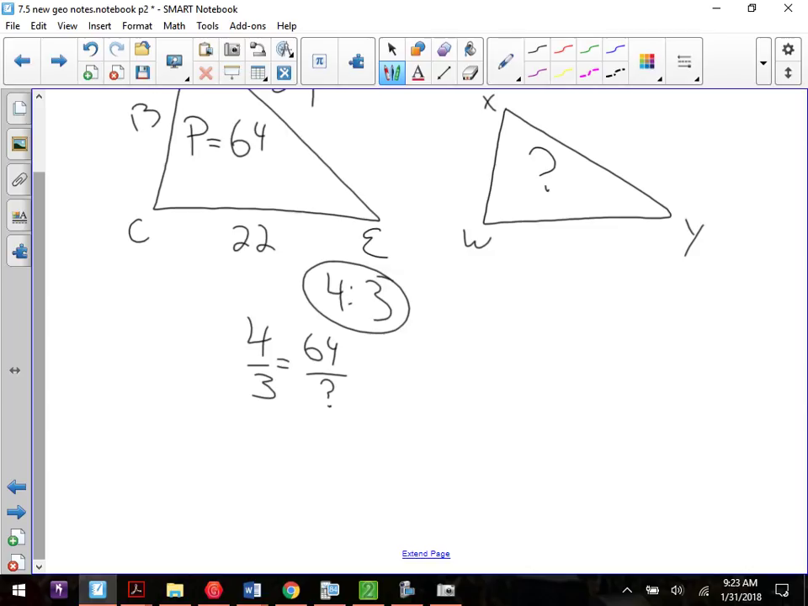Yes, ma'am. What'd you get? 48. Anybody else get 48 for that one? I think that's right. Sounds right. Okay. That's one of those trick things. I wouldn't say a trick thing, but it's one of those things you do see from time to time. As we get into surface areas and volumes, we'll also go back and talk about ratios of sides, perimeters, areas. It all comes back.